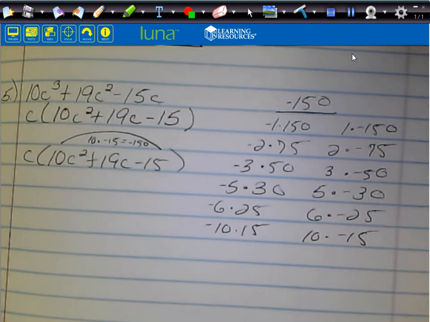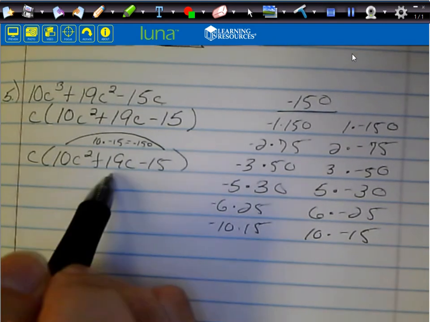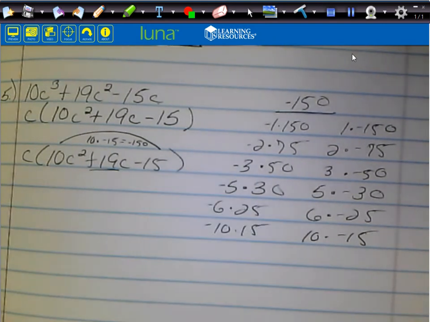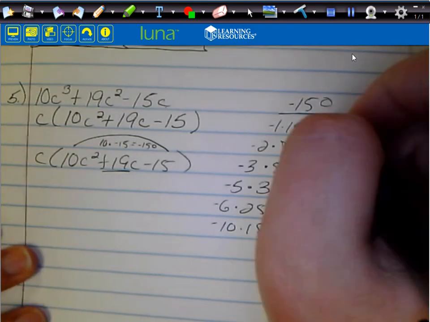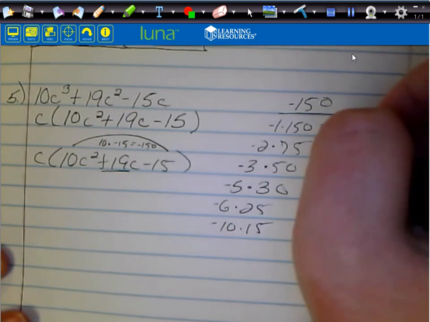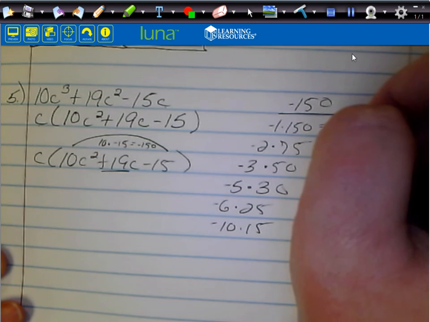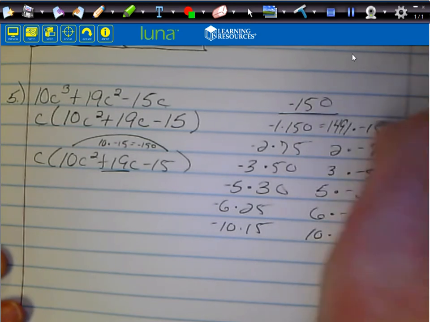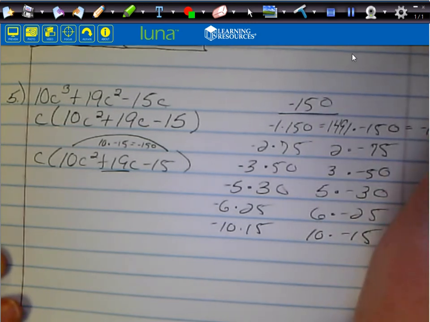So there's a lot of those. We're looking for the one that will give us a positive 19. So I'm going to start adding those. So here, this one would give me 149. This one would give me negative 149.